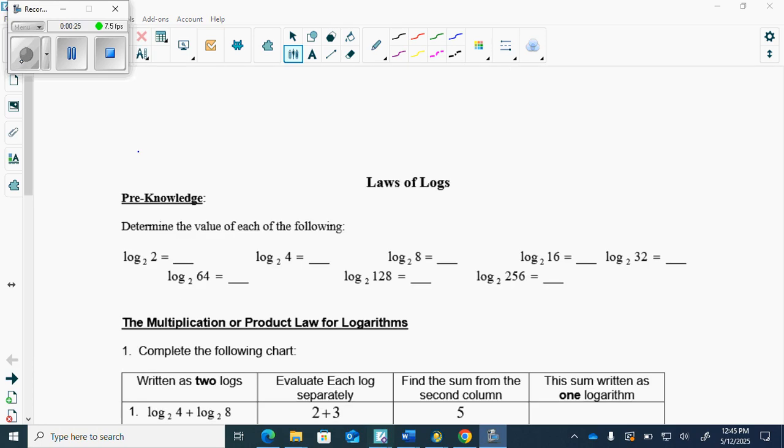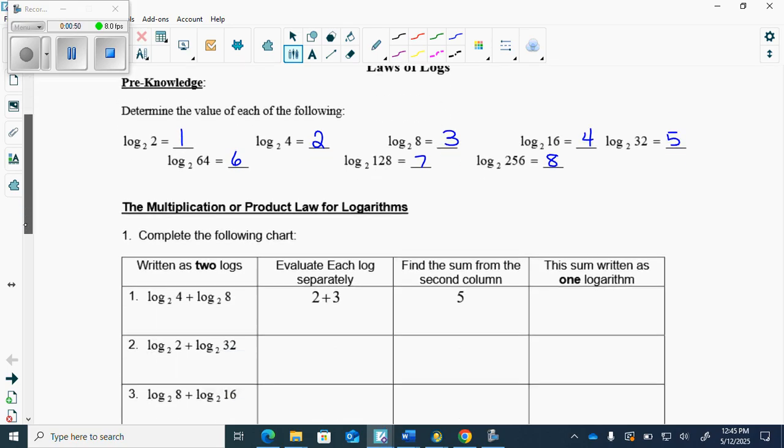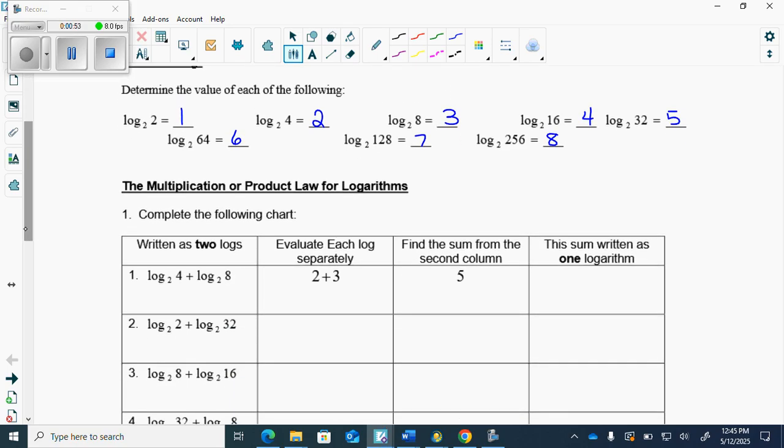Log base 2 of 2 is what? 1. 2 to what power is 4? 2. 2 to what power is 8? 3. 2 to what power is 16? 4. 2 to what power is 32? 5. 2 to what power is 64? 6. 2 to the 7 is 128. 2 to the 8 is 256. So remember, that's what your calculator is doing whenever it's calculating this. Yes? It's a lot harder, though, if it's like 2 to the 5, because then it's 2 point something, right? We just don't know what that something is.